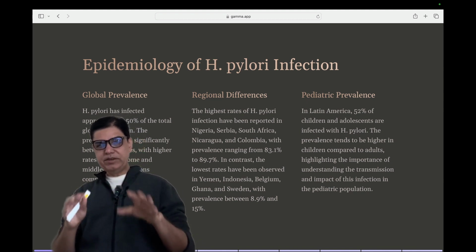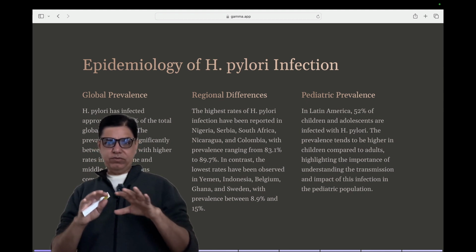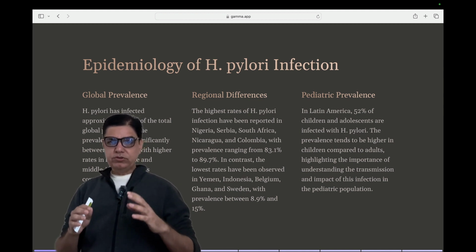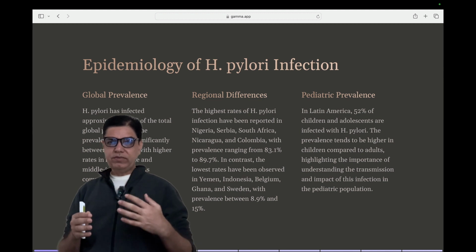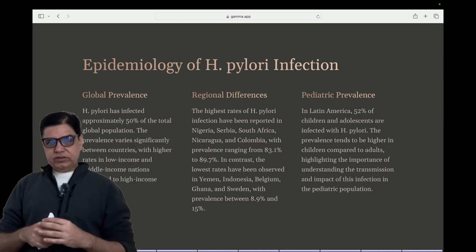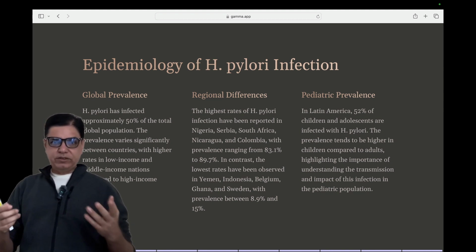Now, coming down to pediatric prevalence, because we will be focusing this lecture on the pediatric perspective. In South America, 52% of children and adolescents or teenagers are thought to be infected with H. pylori. Most of these infections in children are asymptomatic, and that's a good thing because it doesn't lead to any problems.